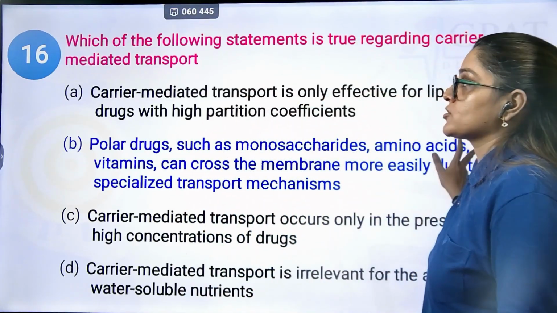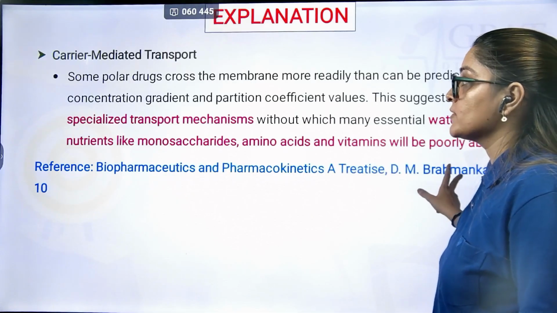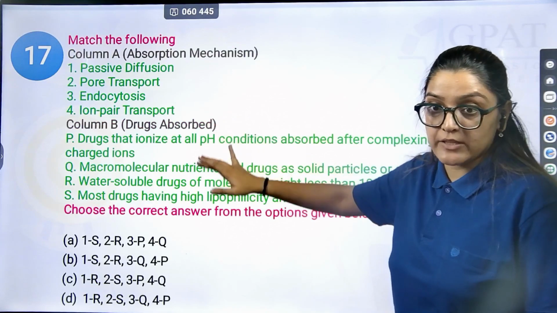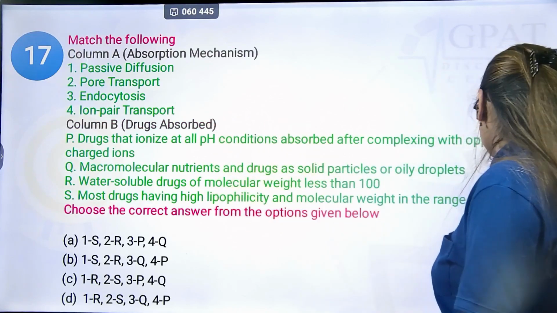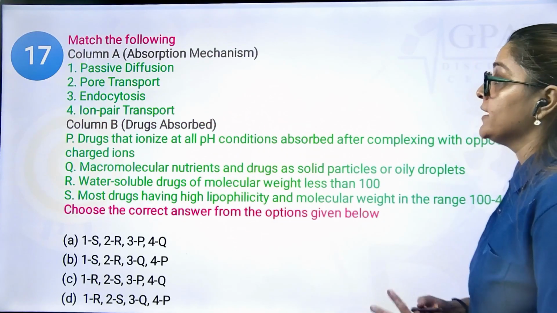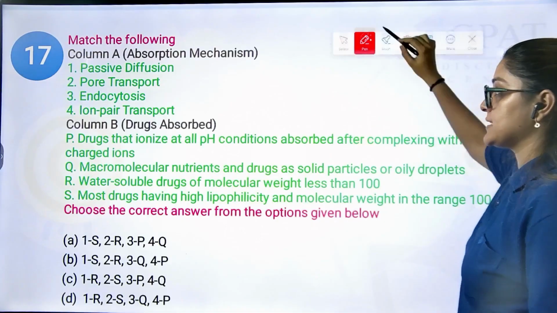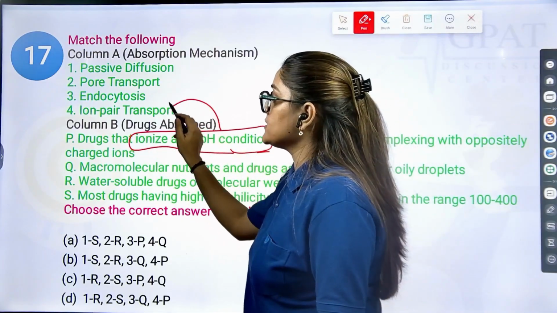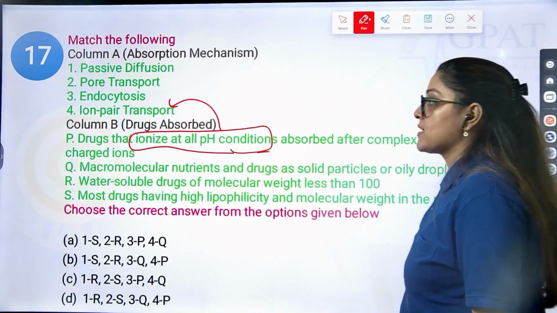Okay, next question. Now you have to match column A with column B. Here we have column A with the suitable description in column B. Okay, let's see. Passive diffusion, drugs that ionize at all pH conditions. So this ionization we can deal with the ion pair transport.